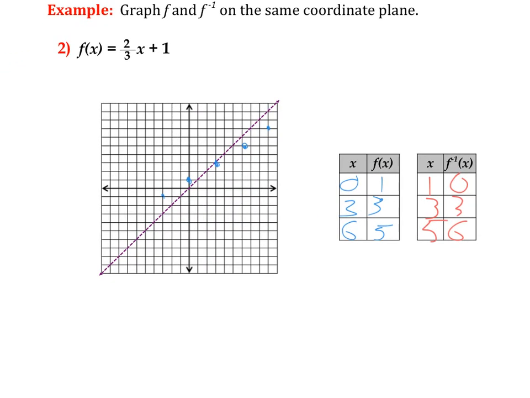So on our graph, we have 1, comma 0, 3, comma 3, and then 5, comma 6. And I'm already kind of being able to tell that if I were to graph these, that we would get our inverse functions, because they're creating that mirror image over the identity line. So that's it for graphing.